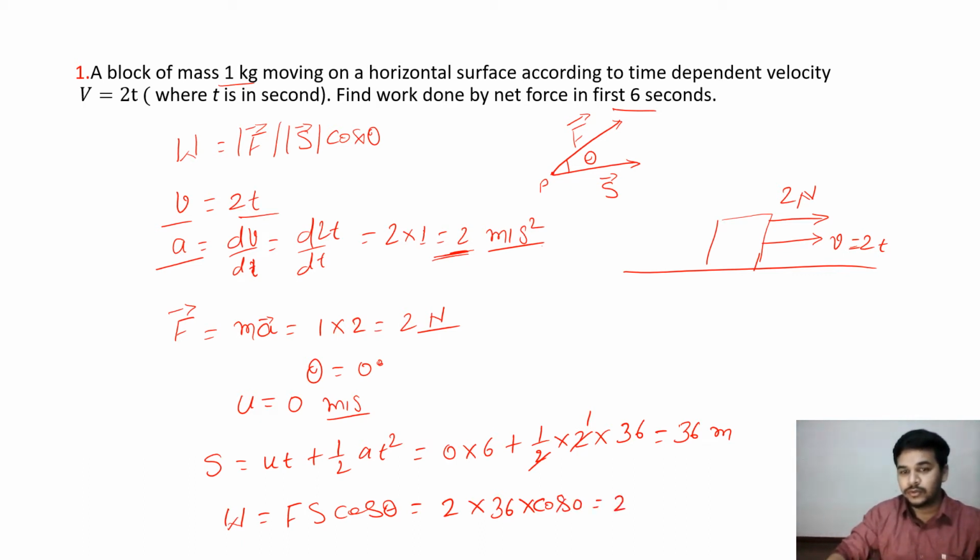So 2 into 36 into 1, you can substitute. How much it will come? 36 into 2, that will come 72 joule itself. So that will be your answer. Okay, so this was the answer of your first question. I have started with the easy one, okay, because the purpose is to understand the theory part. So let's move to the next question then.